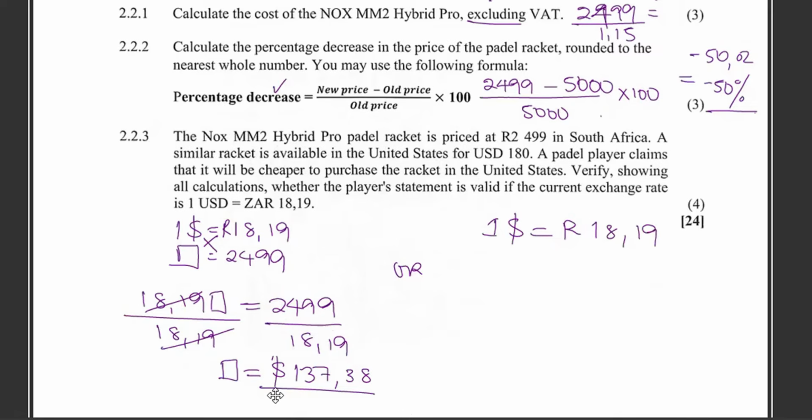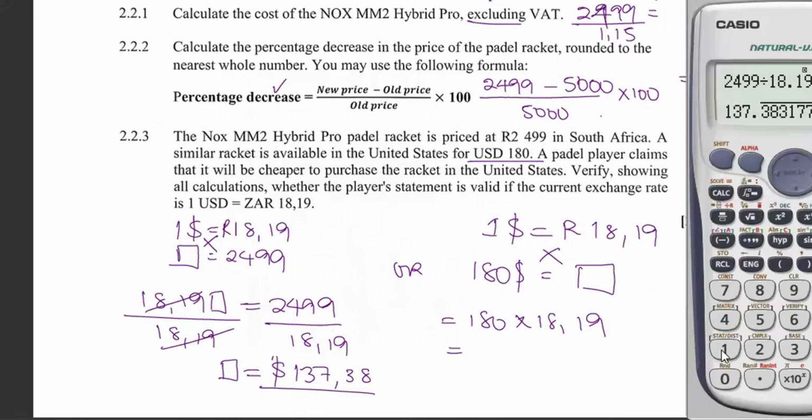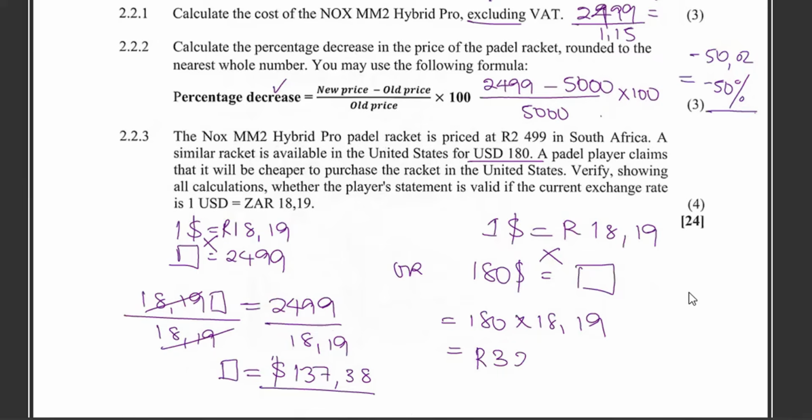Or the other method, someone would have said, if $1 equals to that much, this equals to 18.19. But the guy has 180. So we have $180. What could it be in rands? Calculate that. So you end up having that much. And the answer became 180 times 18.19. So you end up having 3,274 rands 20 cents.